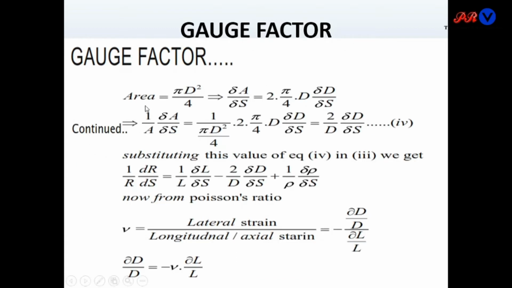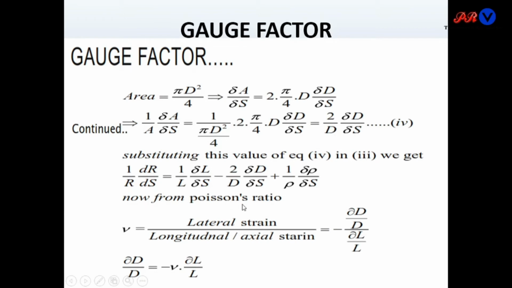Now, we know the area is pi r square, where r is converted into d by 2. So if we differentiate this area with respect to stress, we get 2 pi by 4 d delta d by delta s. So 1 by area delta A by delta s becomes equal to 2 by d delta d by delta s, and when we substitute this value in equation third, we will get this equation.